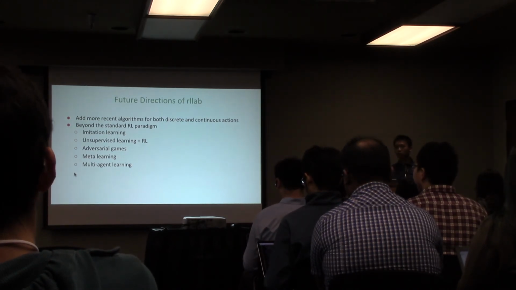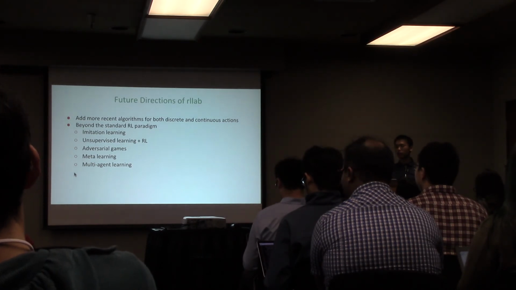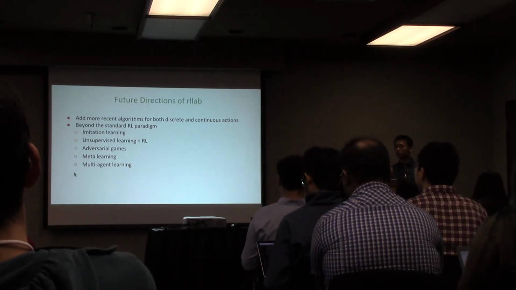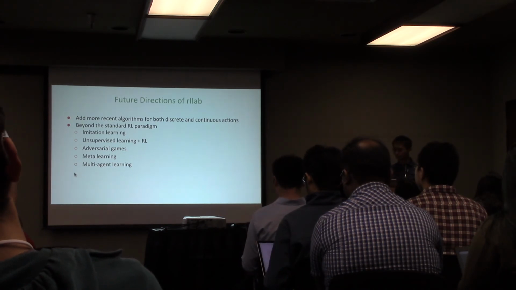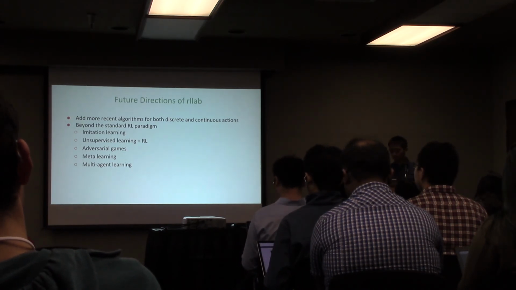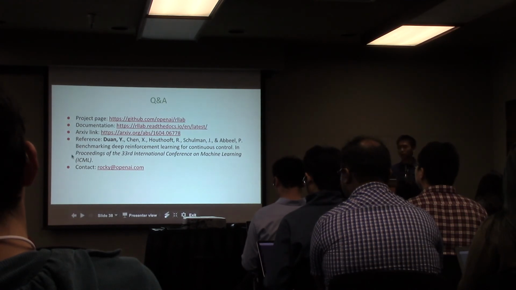There are also adversarial games like Go, which don't really fit into the normal MDP setting. And meta-learning, where instead of having a single environment, you have a distribution over them. And finally, multi-agent learning, where you might extend beyond two agents and have, say, many agents interacting with each other. Okay, it's okay to take some questions.